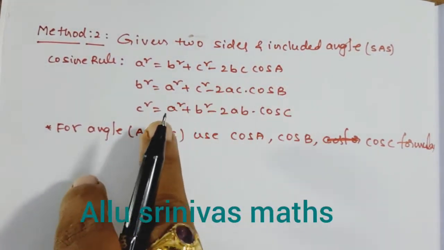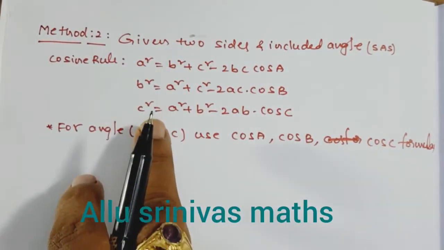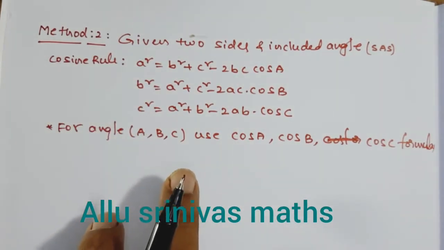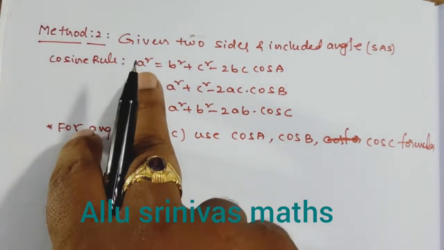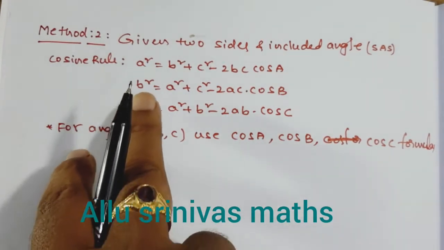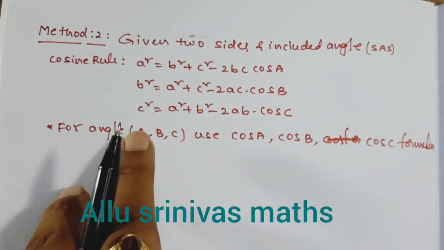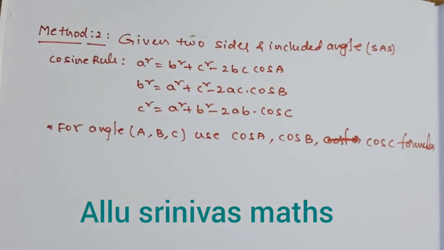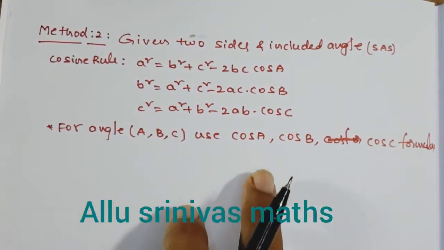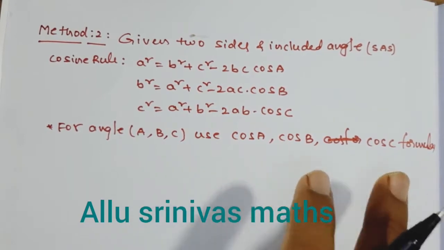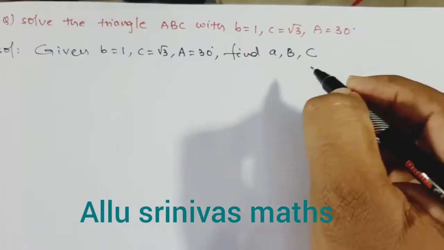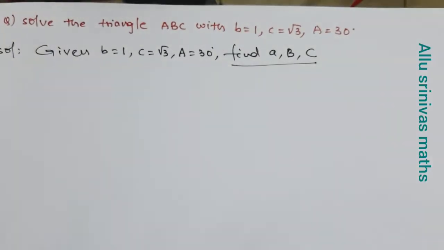For example, find side a by using the a square formula, side b using the b square formula, side c using the c square formula, and for the remaining angles use the cosine rule, cos A, cos B, cos C formulas. Now we take a problem in this method.